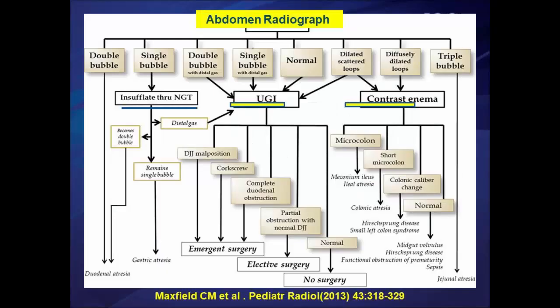This is a diagram from the same paper where from plain film you end up doing upper GI or contrast enema, and then depending on the information you get, you may elect surgery or non-surgery, but those are important surgical entities which most of the time require surgical management. Here ultrasound should be put in that place, especially in the upper GI tract. Of course this is just a general value of the abdominal radiograph, but we've seen examples where ultrasound is very handy for malrotation, for volvulus, for pyloric stenosis.